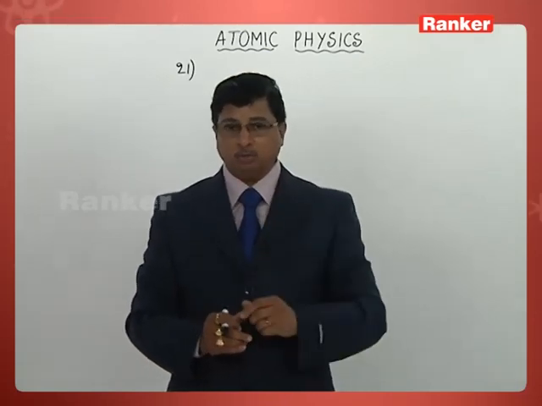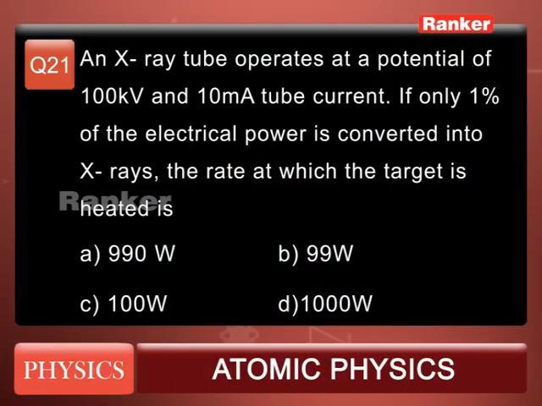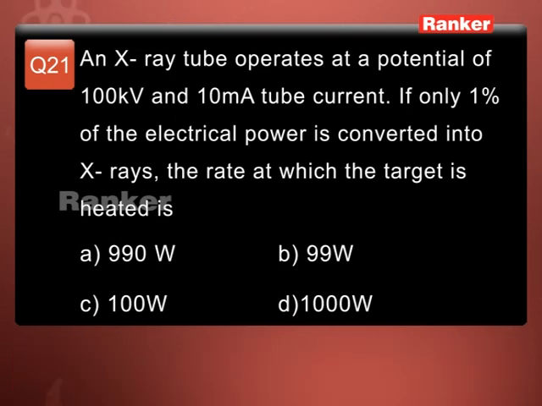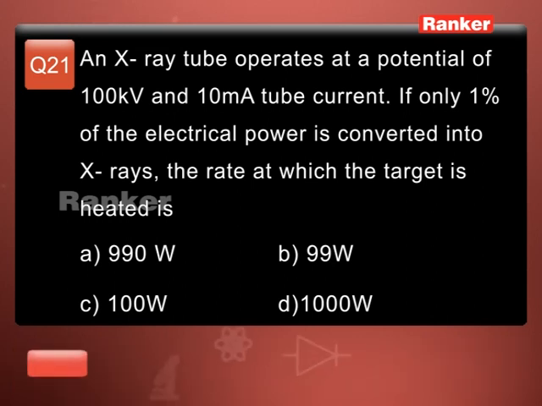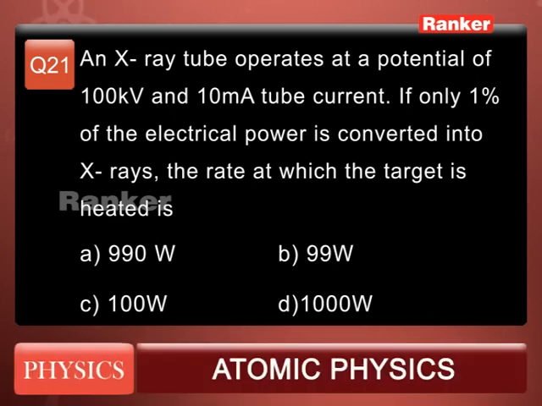That is what he is asking you. If only 1% of the electrical power is converted into X-rays, the rate at which the target is heated is how much? So you have been given the options this way: 990 watt, the first option. Second option 99 watt. Third option 100 watt and fourth option 1000 watt.